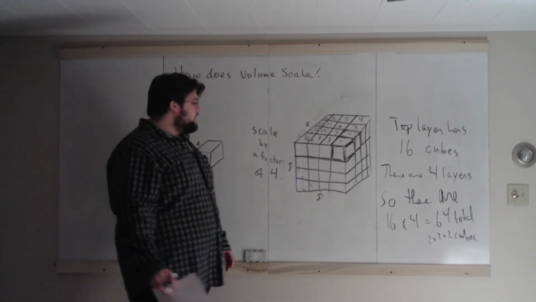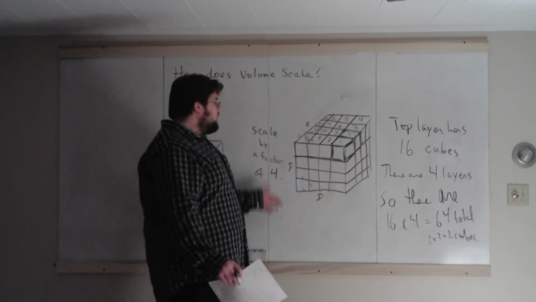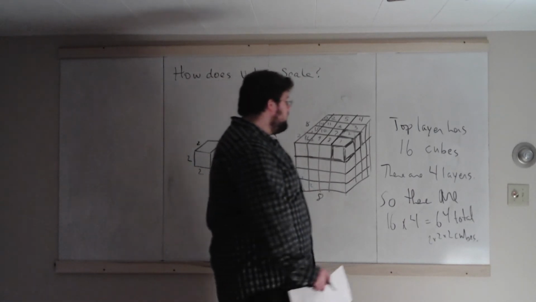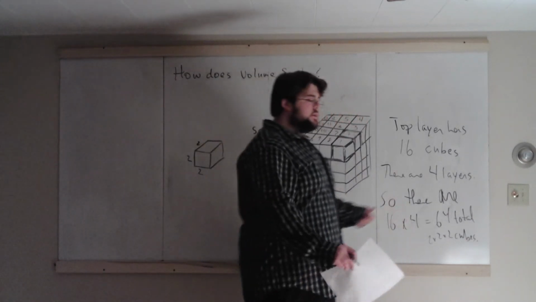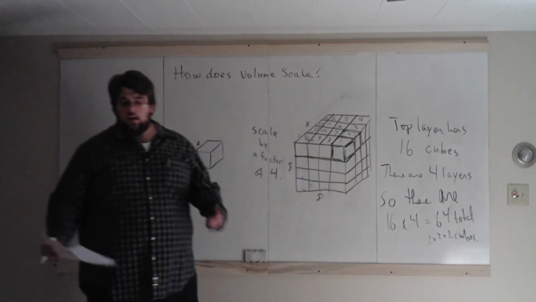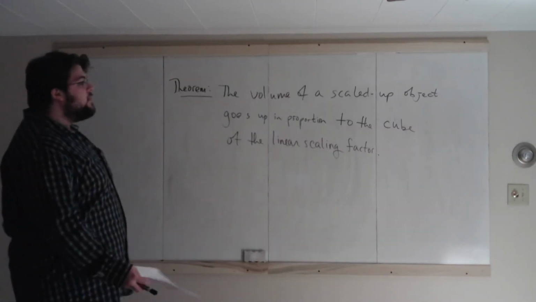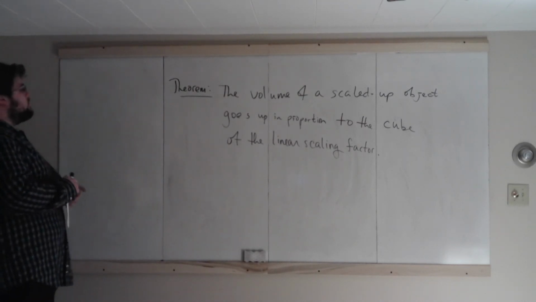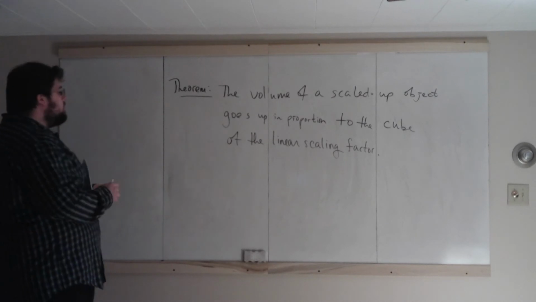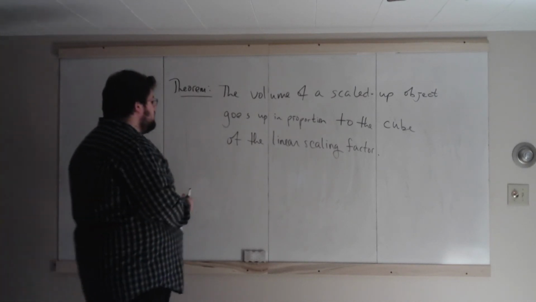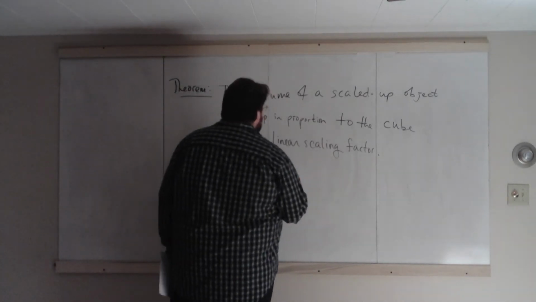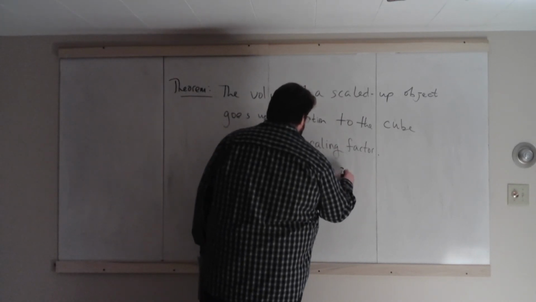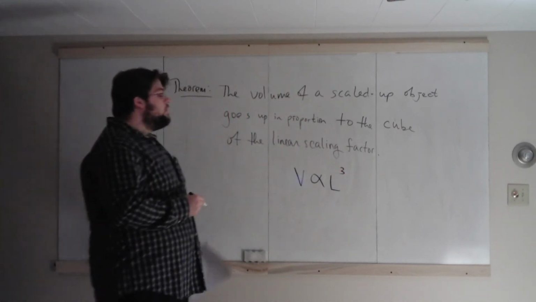How does that relate to the linear scaling factor? Well, 4 cubed is 64, and that is a theorem. So we have as a theorem, the volume of a scaled up object goes up in proportion to the cube of the linear scaling factor. And in notation, the volume is proportional to the linear scaling factor, which we'll call capital L cubed.